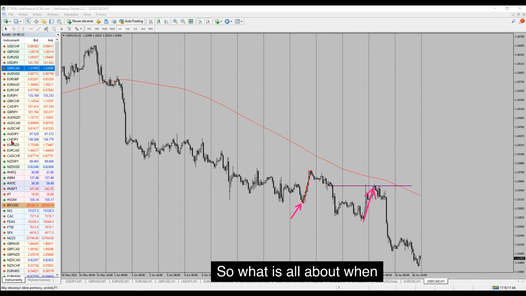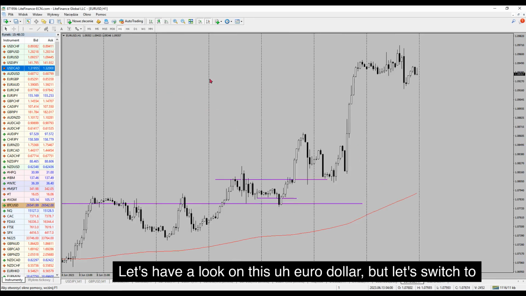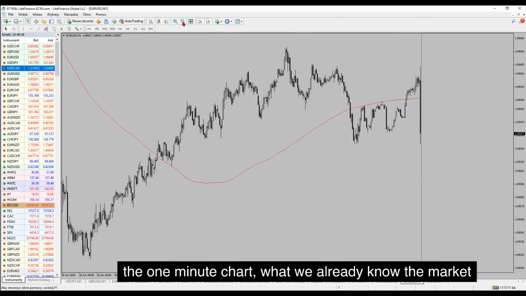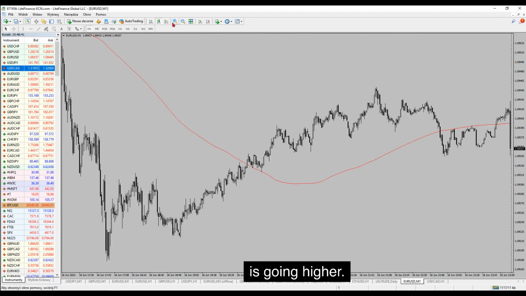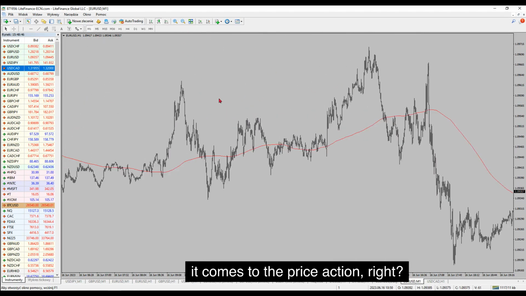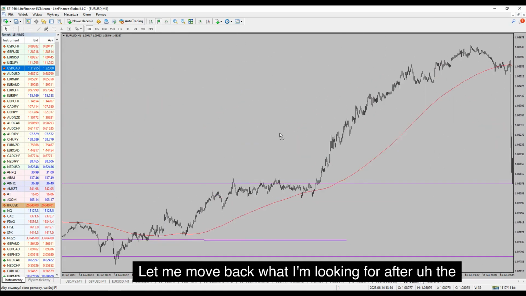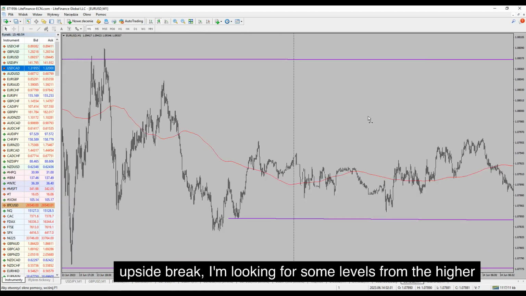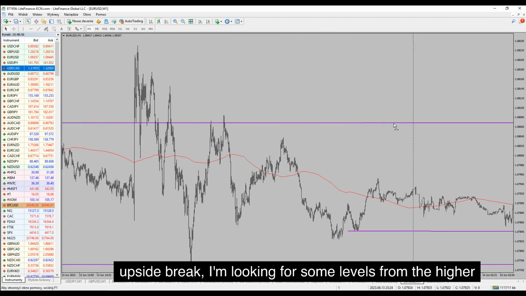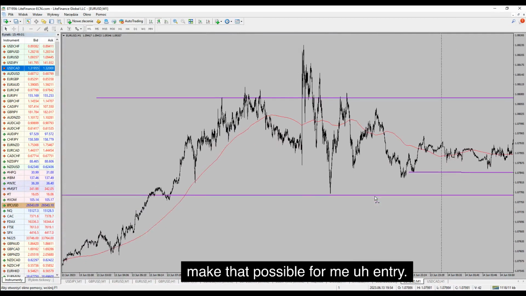So what point number 2 is all about is the execution. And as I mentioned, execution is on the smaller time frame. Let's have a look at this euro dollar, but let's switch to the 1 minute chart. What we already know, the market is going higher, based on what we've seen when it comes to the price action, right? Let me move back. What I'm looking for after the upside break is some levels from the higher time frame, in that case from the hourly chart, to make a possible entry for me.